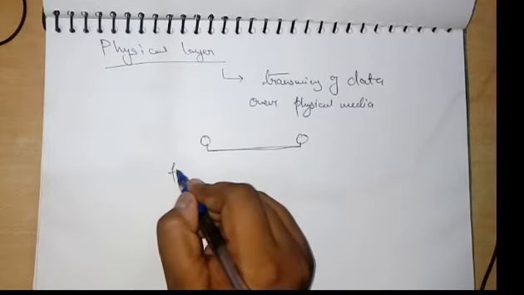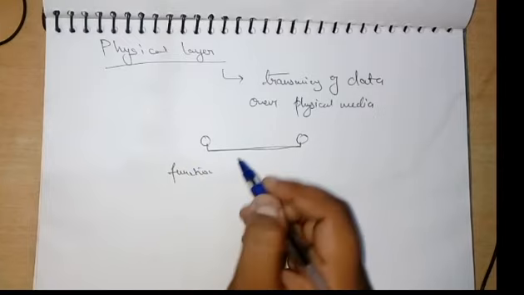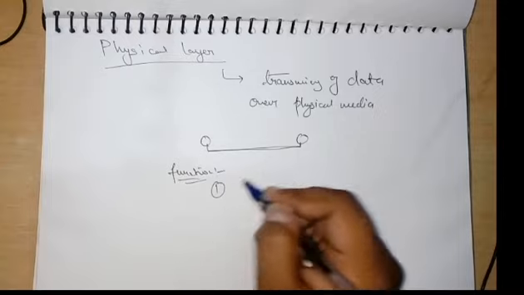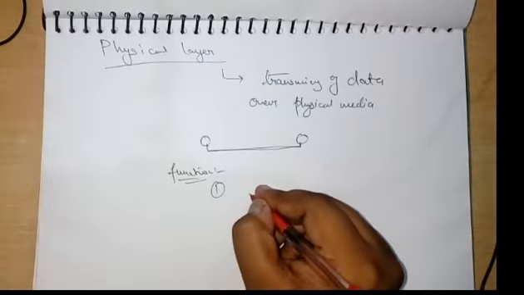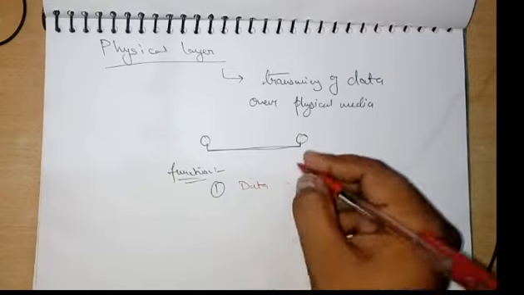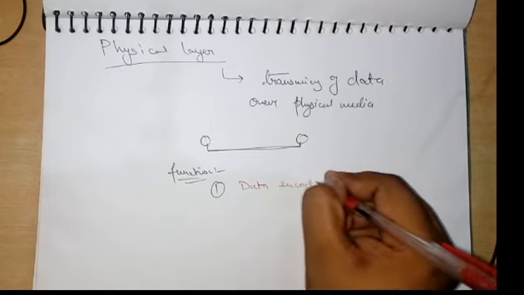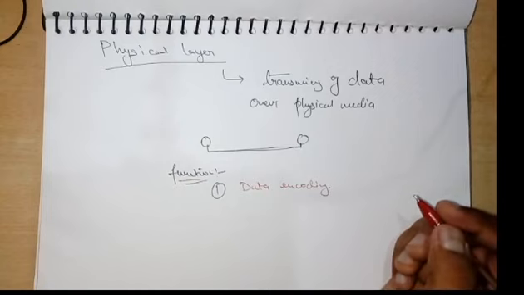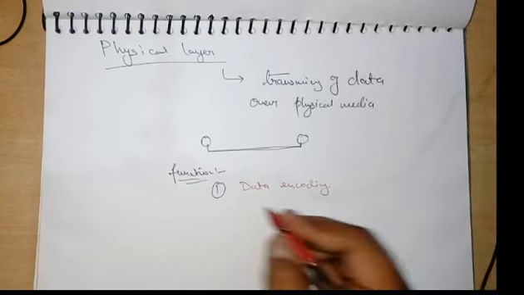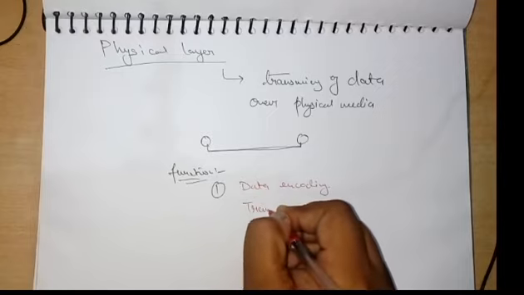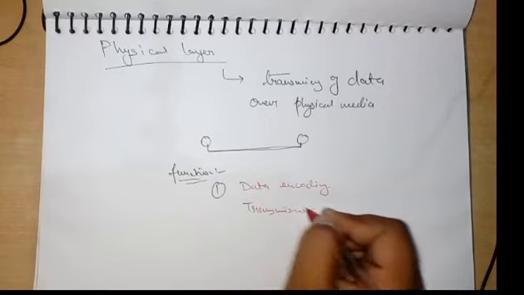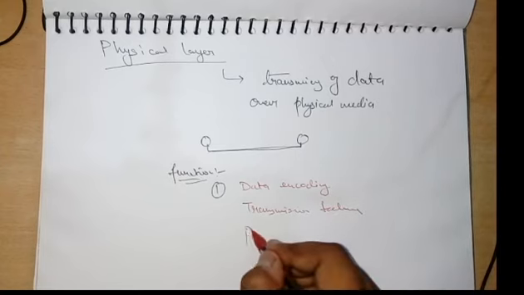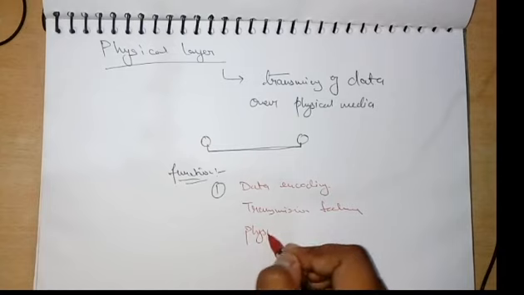So the functions of physical layer: data encoding, and in physical layer data encoding is done. Transmission technique, physical medium transmission.